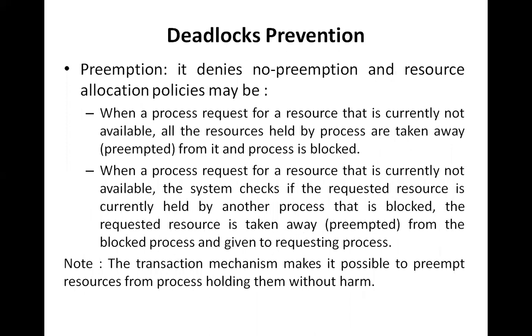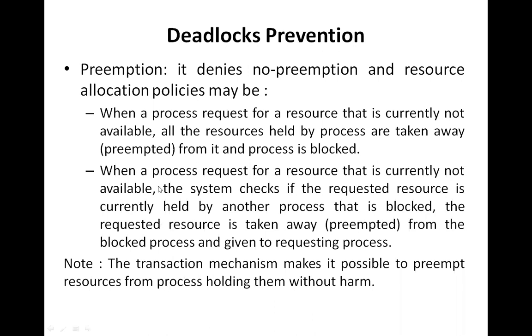Now, the third one is preemption. This preemption is going to deny the no preemption condition in the resource allocation policy. There are two resource allocation policies, but first let us know what a preemptible resource is. A preemptible resource is one whose state can be easily saved and restored later. For example, the CPU registers and the main memory are very good examples of preemptible resources. So if the resources are preemptible, deadlocks can be prevented by using either of these two policies.